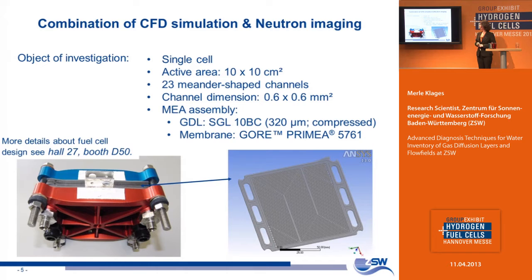What did we look at? The object of investigation was a single fuel cell with an active area of around 100 square centimeters, with meander-shaped channels in rectangular shape. It's actually quite a standard fuel cell. If you want to know more details about the fuel cell itself, for example the composition of the components, you can visit us at our booth at any time. We are glad to answer questions.